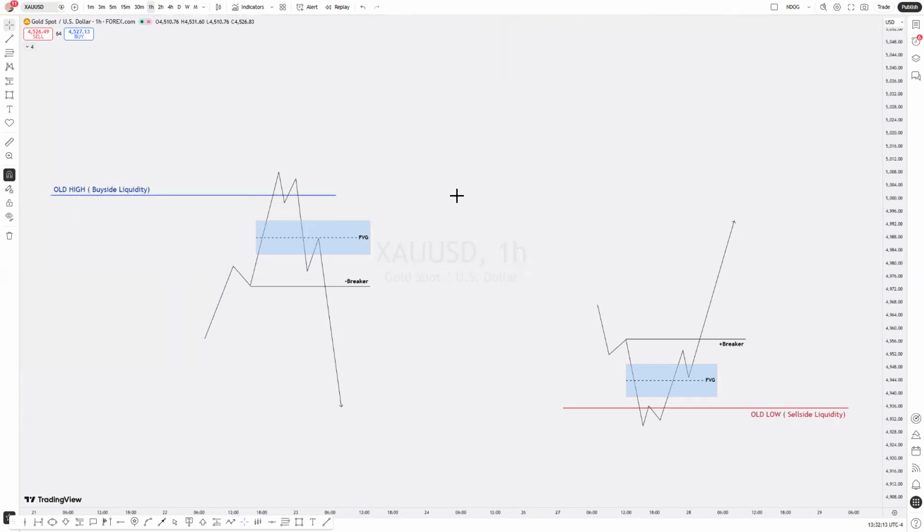Now, how can you use this? Let's say, for example, a day comes where I tell you I'm bullish on price.